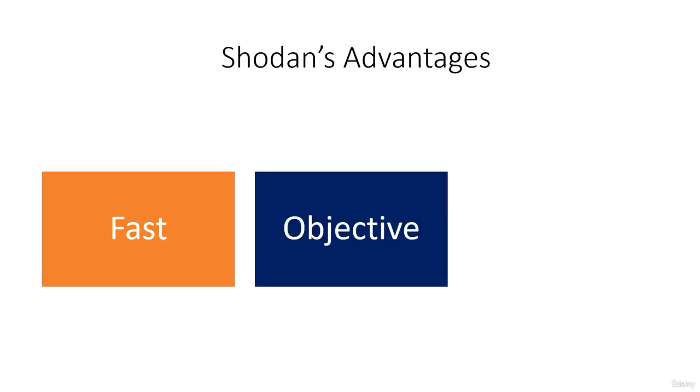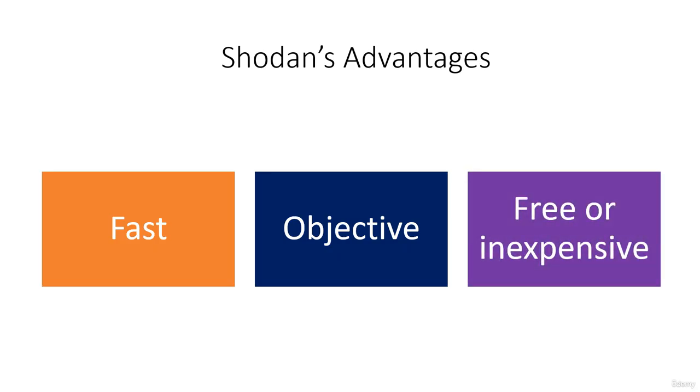Then it is objective. You don't need any inside knowledge, and it uses a uniform scanning technique. Shodan has no organizational bias and no inadvertent whistling, and it is random and non-incremental scanning. And the most important thing is that it is free or inexpensive.